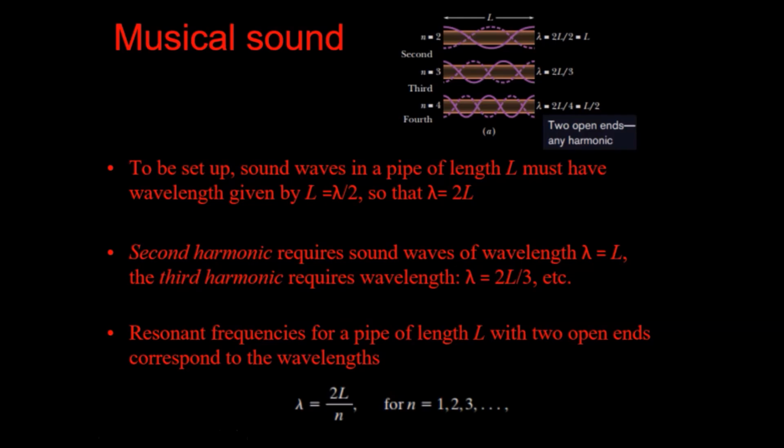If you have a resonant frequency for our pipe with two open ends, then you have to have it correspond to these wavelengths. And this is essentially what we were seeing here. Lambda equals 2L over n for each successive order, where n has to have an integer value in this case. We're talking about interfering waves here, and as such we have to have an integer value for these waves.